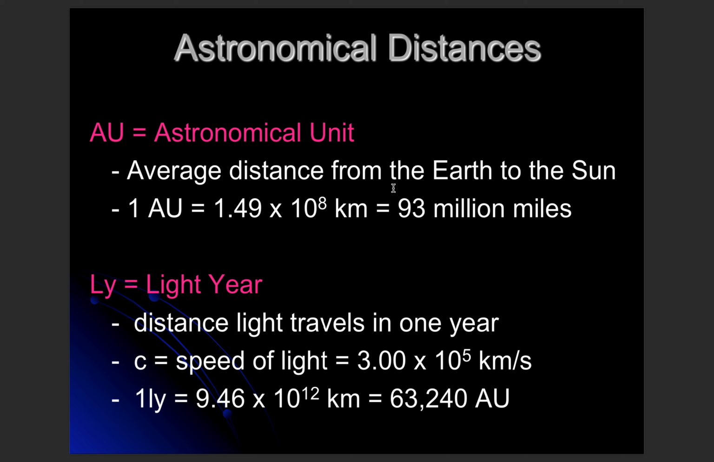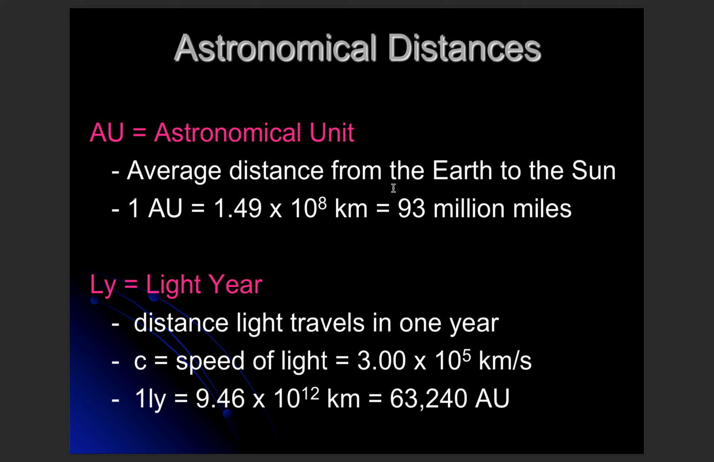Okay, so in astronomy, we start talking about really far distances. So we've actually come up with a few new units to represent distances. One of these units is the astronomical unit, or the AU. It is the average distance from the Earth to the Sun. 1 AU is about 1.5 times 10 to the 8 kilometers, or 93 million miles. So astronomical units are really good for measuring distances within our own solar system, because what we're really saying is it's just the distance from the Earth to the Sun.